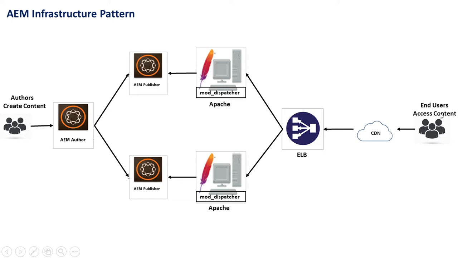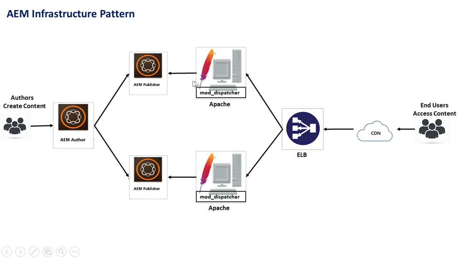Now from the end user perspective, they will access the content. Most of the cases we will have a CDN like Akamai or CloudFront or Cloudflare. CDN is a caching layer again. So it will cache all the content based on the configuration. Then here we have a load balancer. Then we have the dispatcher here. This is again a web server, Apache. Then the mod_dispatcher module is there.